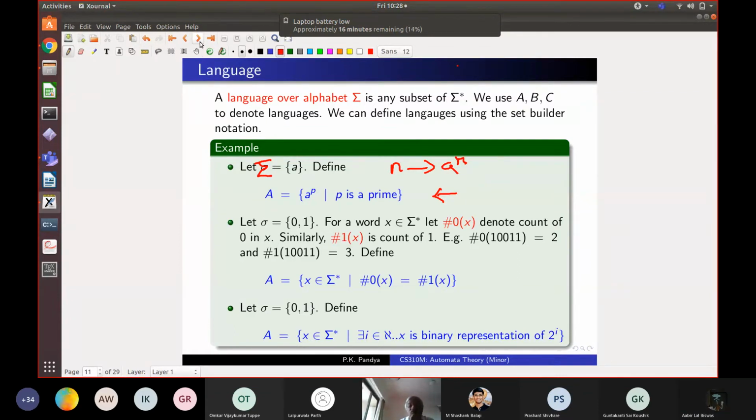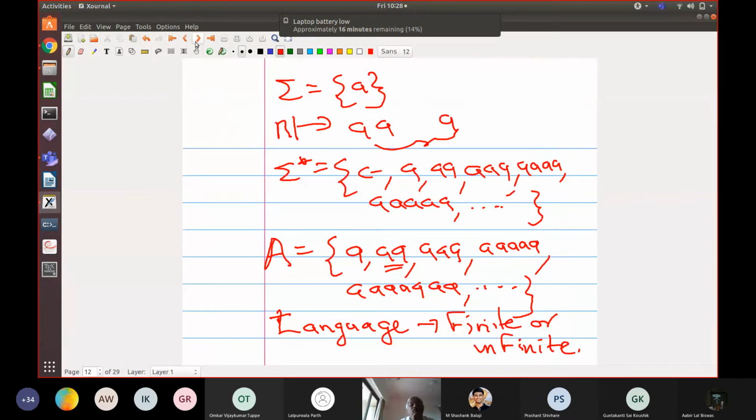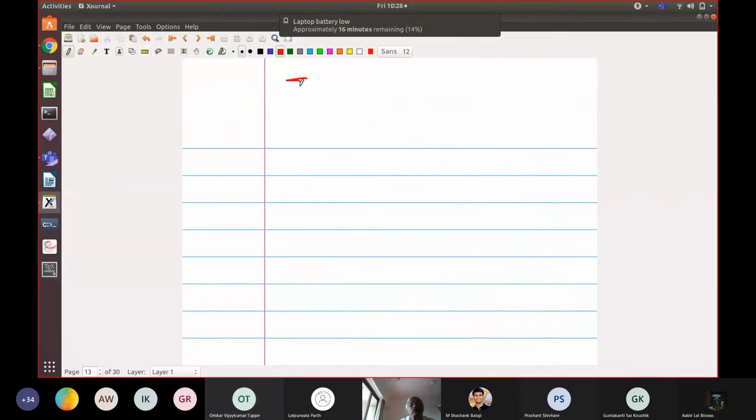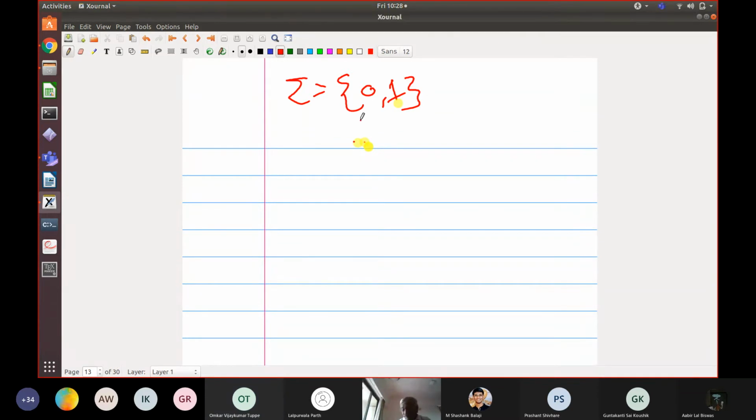Another example. Let me add one more page. Sir, the battery is low. I can't hear you. Can you repeat? Oh, my laptop battery is low. Thank you, I'll plug in the wire. I have a power connection without earth, so if I connect the charger, I should not touch the laptop, or I get a shock. Sorry, it's plugged in now.